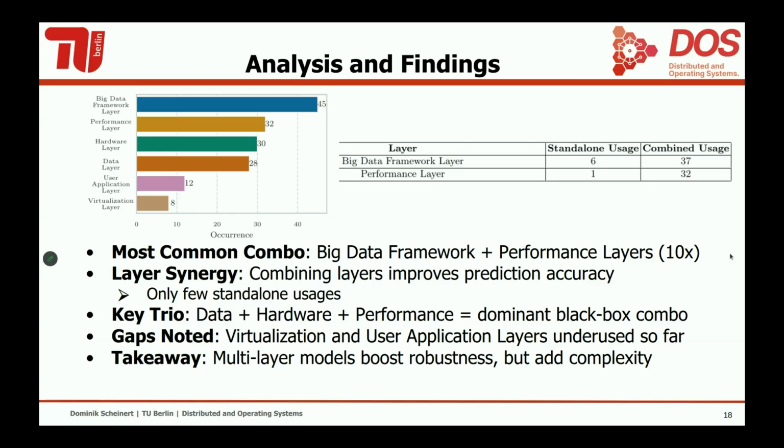And generally, we can say that if we combine layers, it improves the prediction accuracy because you capture more aspects of the workload execution in general, and it gives you a more holistic perspective. But of course, it also increases complexity then. We also saw one trio, where we have data characteristics, hardware information, and performance information. And this is an interesting black box combination where we try to not be so reliant on white box approaches and thereby foster reusability.